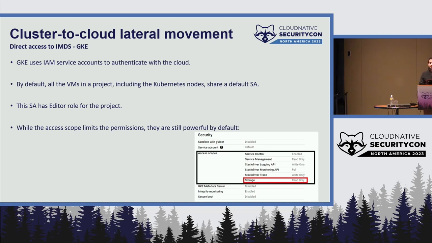For folks here that work with GKE, it's true that the permissions are limited by access scopes, which restrict the APIs that this service account can access. But even with this limitation, this role is still quite powerful. For example, it has read data permission. It can read data from any Cloud Storage in the project, as you can see in the image on the slide.